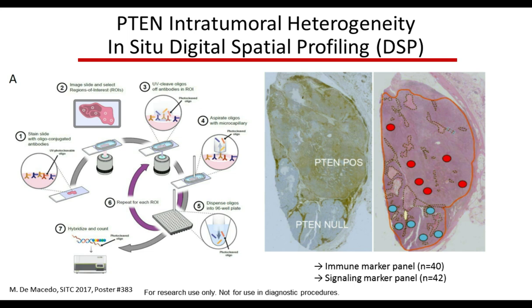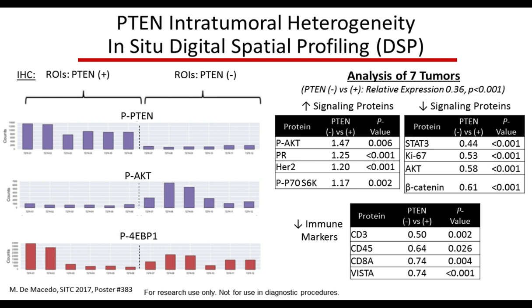And so as Joe mentioned, we selected multiple regions of interest, or ROIs, in the PTEN positive and PTEN null regions. Those in the PTEN positive are the red circles seen in the upper part of the slide, and the ROIs in the PTEN null region are shown down at the bottom in blue. We used one slide to evaluate a panel of immune markers and another slide to evaluate a panel of signaling pathway markers. This is shown on the left-hand part of the slide, our first initial analysis of the first tumor that we ran on the digital spatial profiling platform.